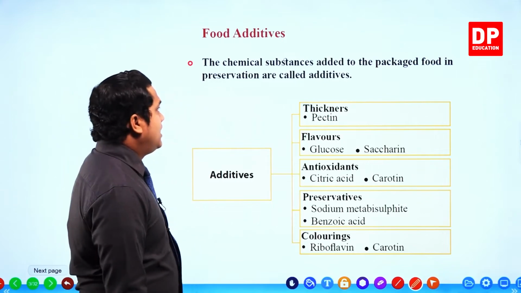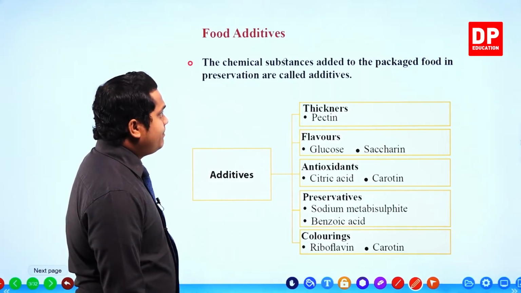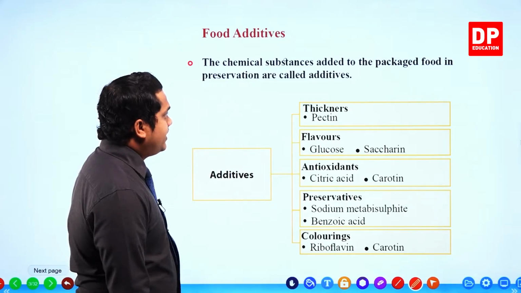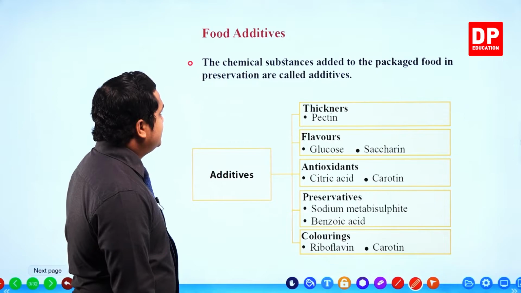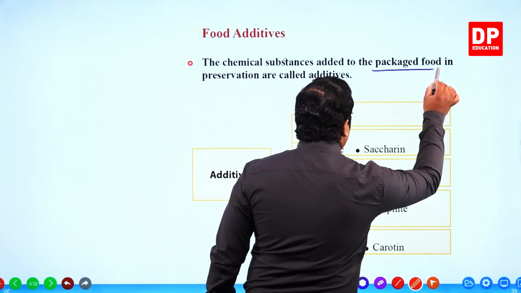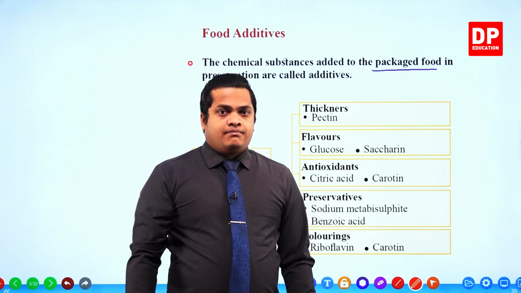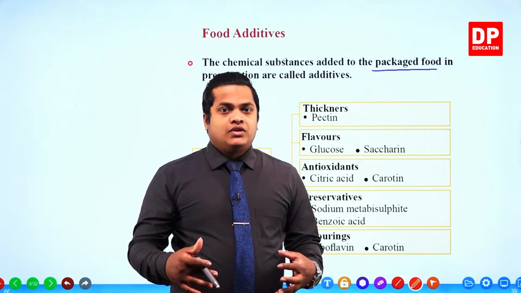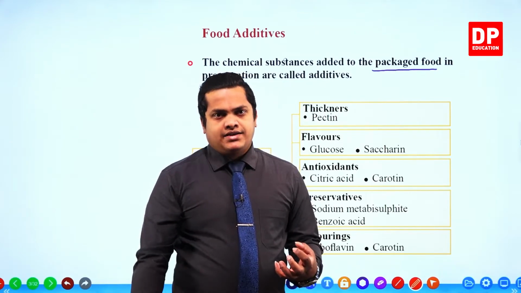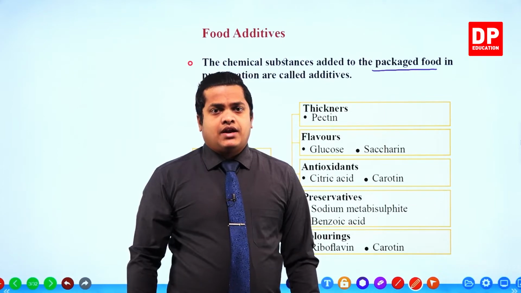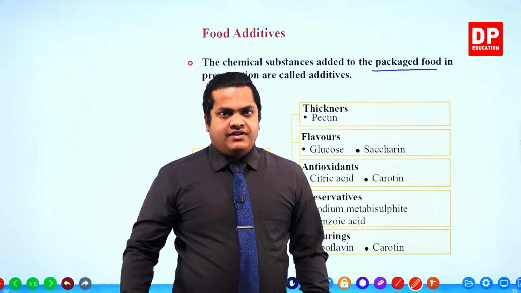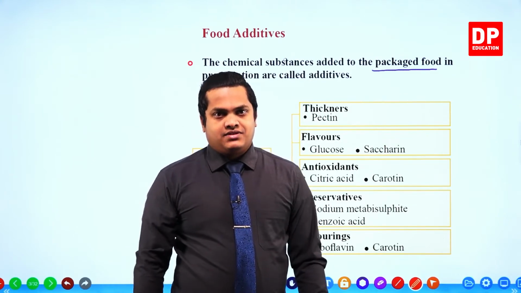Here it is given: the chemical substances added to packaged food in preservation are called additives. Especially we are discussing packaged food items, like buns, butter, sausages, meatballs, each and every packaged food item in the market, even at the fair, in any kind of place. Actually not we, but the commercial companies add additives when they are preparing food.